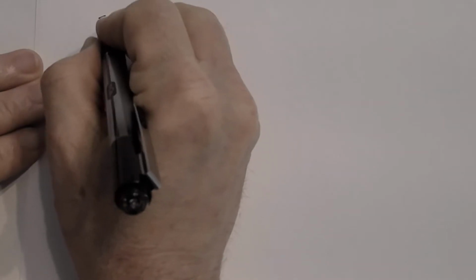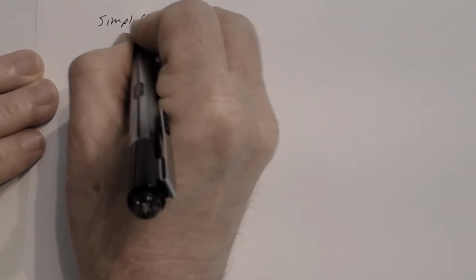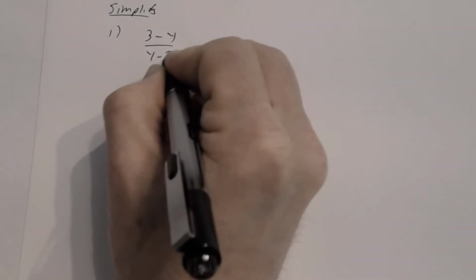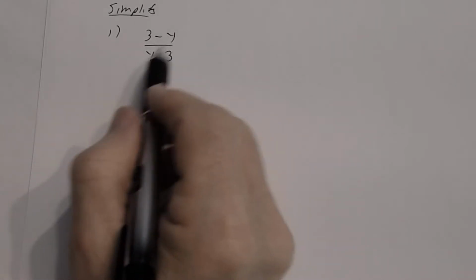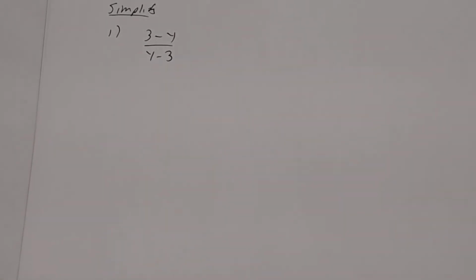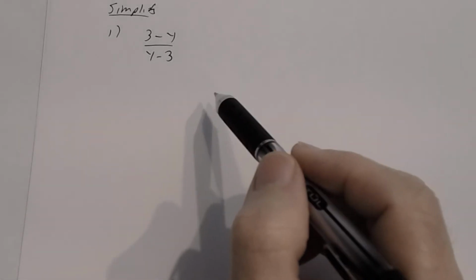Okay, so number 1, so this is going to be simplified. Let's suppose we had 3 minus y times y minus 3. Now remember, the first step is to factor, right? First step is to factor. Can I factor anything here? No, the GCF is 1. Then you ask yourself, are any factors identical? Nope, there are no factors that are identical.